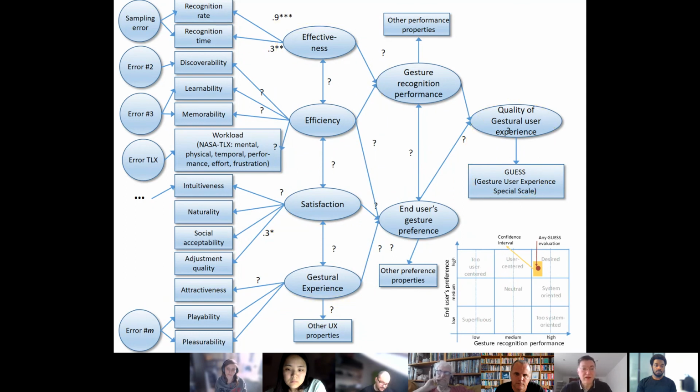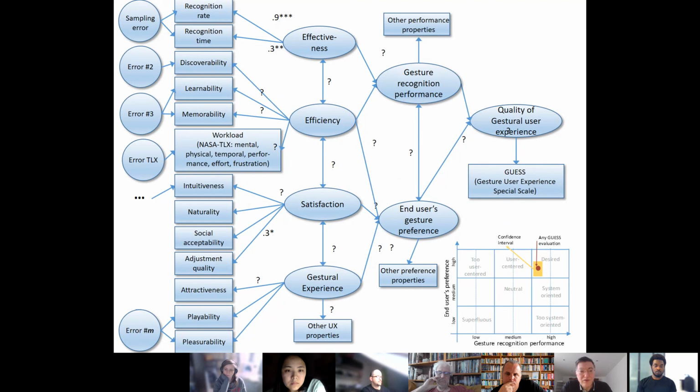So here on the left, I identified many factors, which are themselves sometimes decomposed into sub-factors, like workload. If I'm estimating the workload with NASA TLX, then I have to decompose it into mental, physical, temporal, etc. So this is even more complex. So if I want, in the end, to have a full gesture user experience scale like that, I think it is impossible to cover all of them.